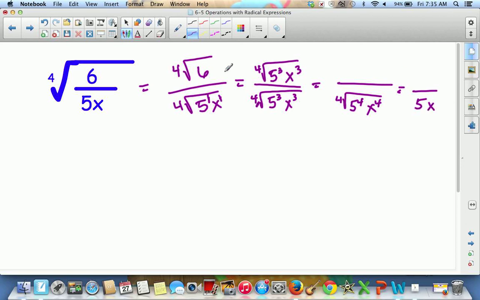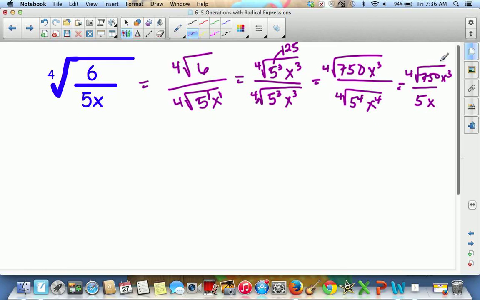And then here we can combine these. So 5 to the third is 125. So 125 times 6 is going to be 750. And I'll show that work there, 125 there. And then it looks like we're going to have x to the third. Can't combine that with anything, so that's going to be the fourth root of 750 x to the third, because we can't simplify that any farther, so we're just going to leave it as is, and that is our final answer.